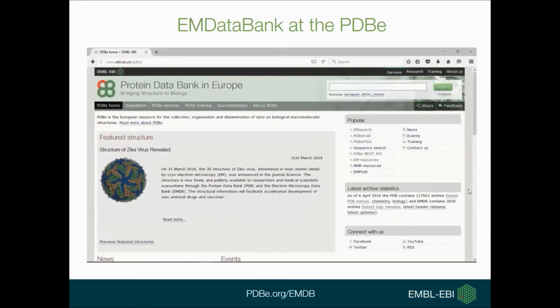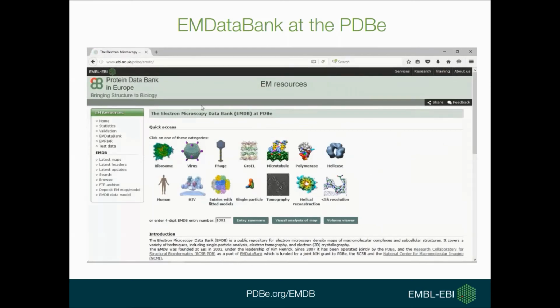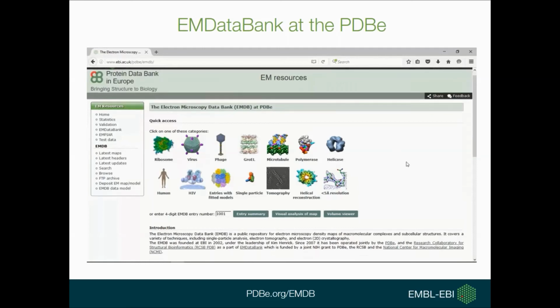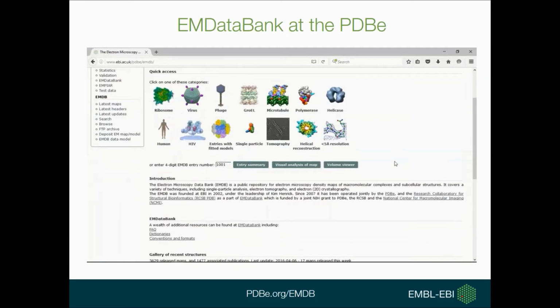So if you go to our website at pdbe.org, you'll see there's a link at the top right here for the EM search. This will take you straight through to search for electron microscopy data. There's also a link for the EM resources, which will take you through to the EMDB pages. You can also find these at pdbe.org/EMDB. There's a few quick links here for high-resolution structures, for instance, or single-particle or tomography entries.